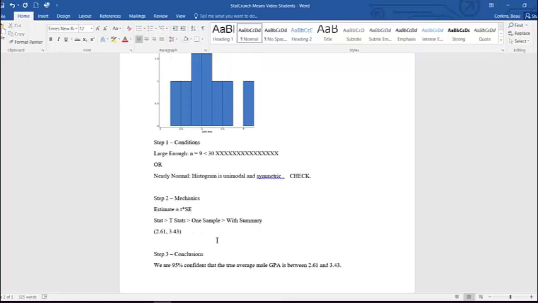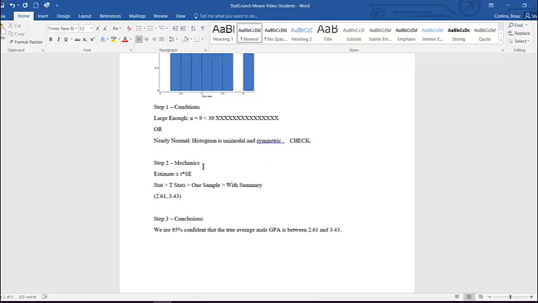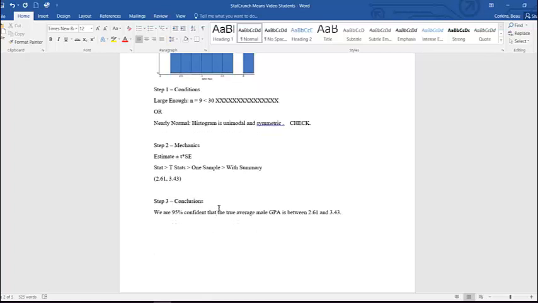So again, check your conditions, use StatCrunch to calculate, and then write your conclusions out. T statistics are actually much, much quicker than Z statistics, because StatCrunch is going to do all the calculation for us.